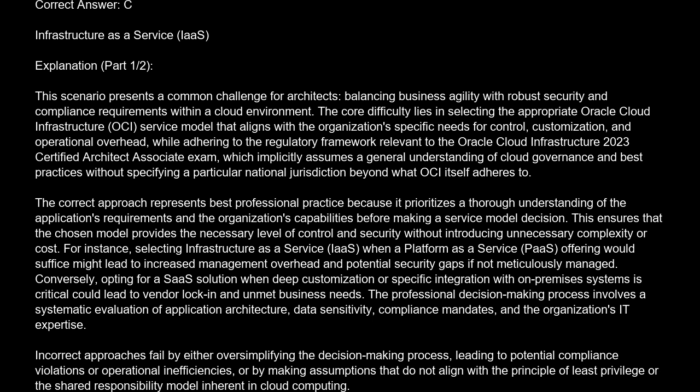Conversely, opting for a SaaS solution when deep customization or specific integration with on-premises systems is critical could lead to vendor lock-in and unmet business needs. The professional decision-making process involves a systematic evaluation of application architecture, data sensitivity, compliance mandates, and the organization's IT expertise. Incorrect approaches fail by either oversimplifying the decision-making process, leading to potential compliance violations or operational inefficiencies, or by making assumptions that do not align with the principle of least privilege or the shared responsibility model inherent in cloud computing.